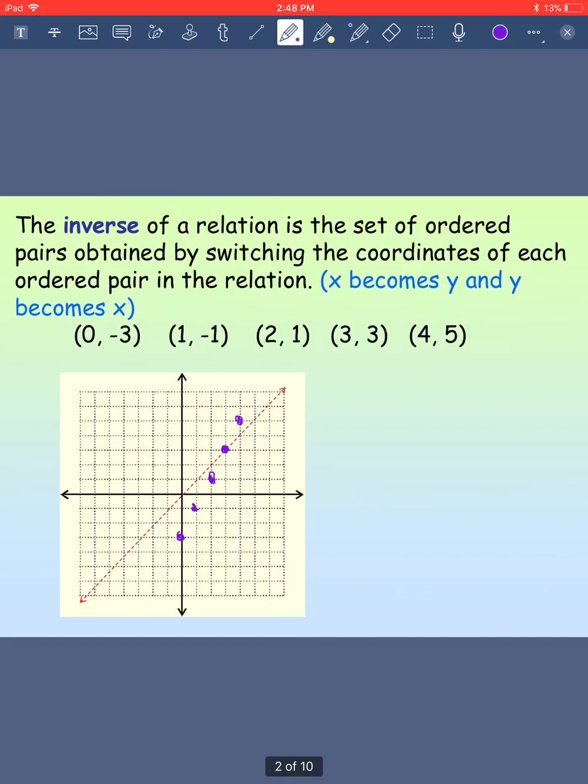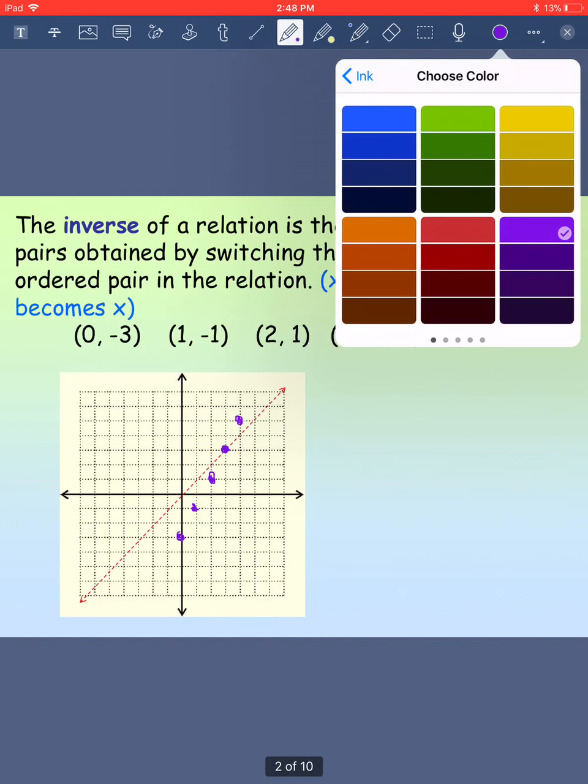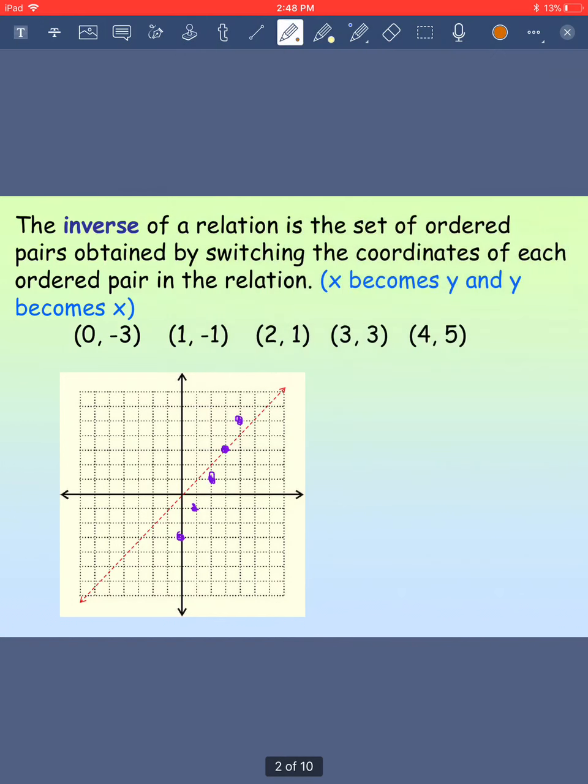Now I'm going to write out what the inverse is. So the inverse, let me use a different color. Let's do this orange. The inverse means I'm going to switch the x and the y's. So my points are going to be (-3, 0), (-1, 1), (1, 2), (3, 3), and (5, 4). All right, so now I'm going to plot the inverse.